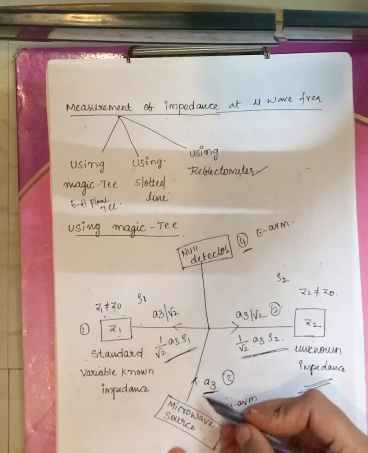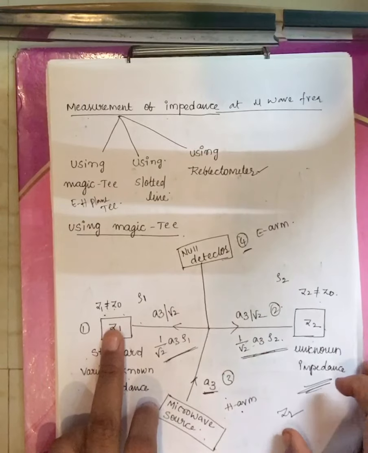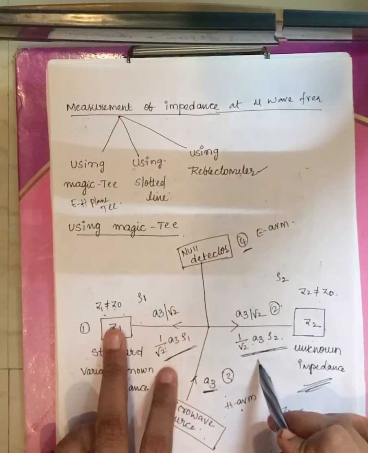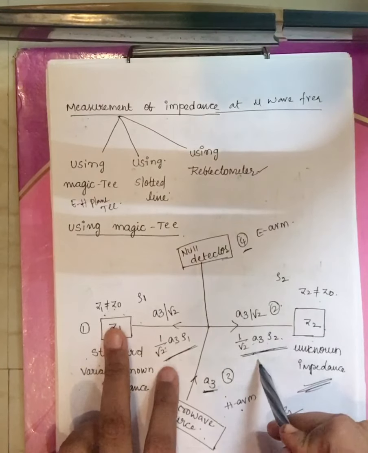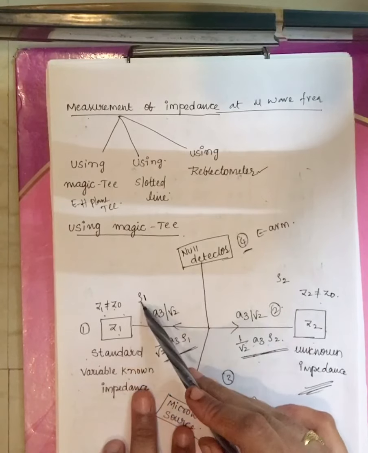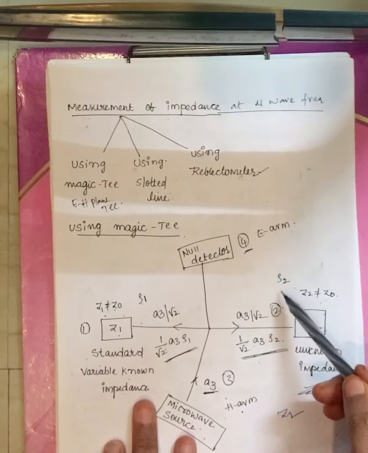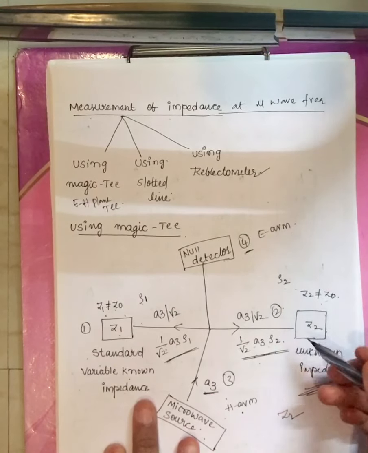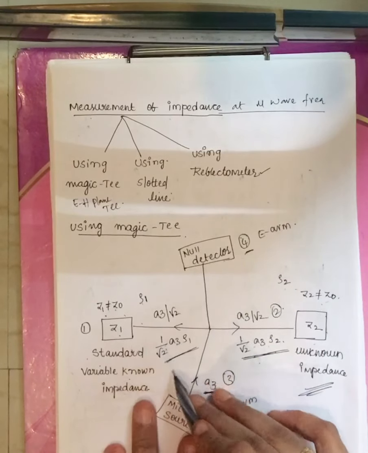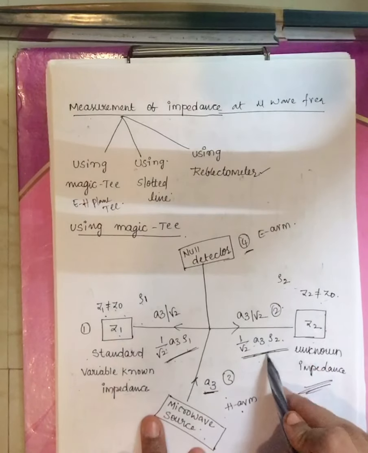Now I am giving input power from port 3, where you will get output at port 1 and port 2, given by A3 by root 2 from your scattering matrix of magic T. Now Z1 not equals to Z0, so you will get some reflection, and rho 1 is the reflection coefficient of Z1. Z2 is also not equal to Z0, and rho 2 is the reflection coefficient of Z2. Now what is the signal at your port 1? It is 1 by root 2 A3 rho 1, and at port 2 you will get 1 by root 2 A3 rho 2.